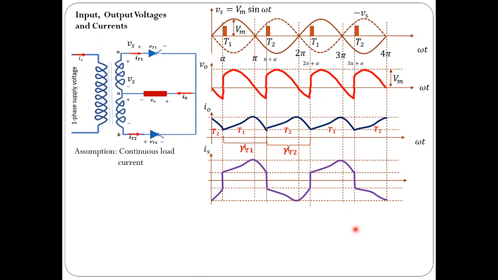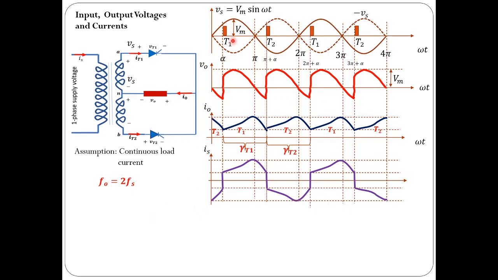Now let us derive the expression for the input RMS and average value of input and output voltages and currents. Let us consider the waveforms. From the operation we know this kind of waveforms we will have for output voltage, output current and source current respectively, assuming current is continuous in nature.